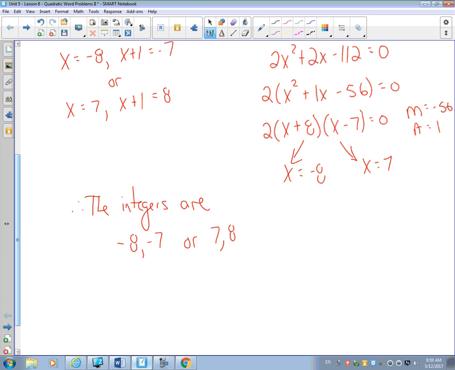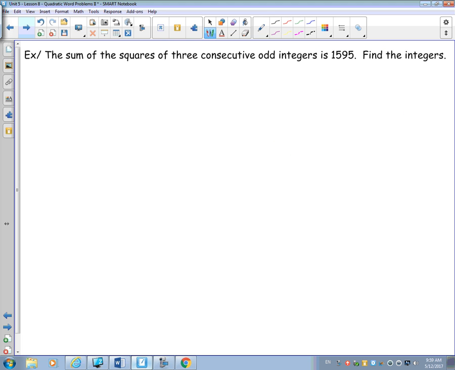I'm going to get you guys to try the second one. So pause it, see if you can figure out this one. Okay, similar style, just different question. The sum of the squares of 3 consecutive odd integers is 1595. Find the integers. Okay, so x is going to be my first integer.